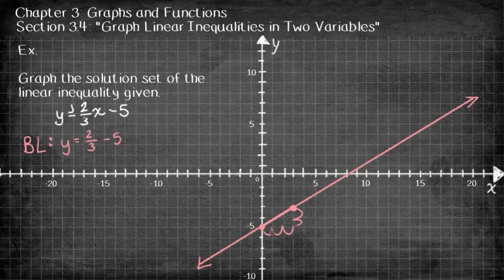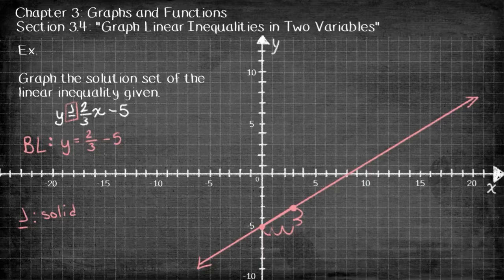The next thing that we want to do after we've figured out what the boundary line looks like is decide whether or not it's itself included in the solution set to the linear inequality. We do that by looking at the inequality symbol. Since we're looking at a greater than or equal to, this is going to be a solid boundary line. So I'm in pretty good shape.